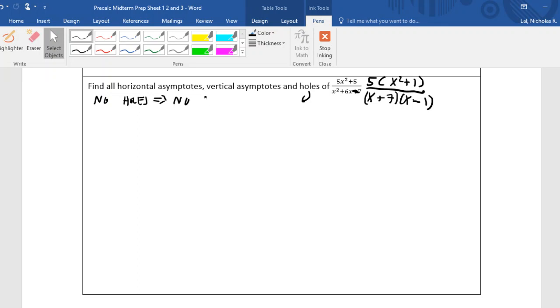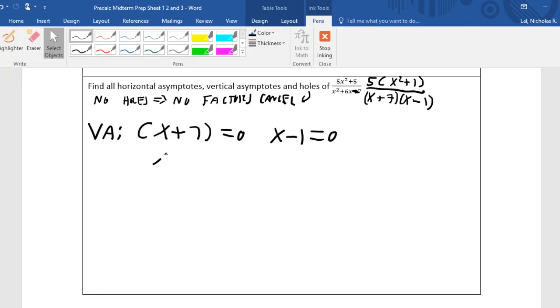If there were holes, the factors would have to cancel out on the numerator and the denominator. No factors cancel, so no holes. So now let's find some vertical asymptotes. For my vertical asymptotes, I set my factors on the denominator equal to 0. x plus 7 equals 0. x minus 1 equals 0. x is equal to negative 7. x is equal to positive 1. These are my vertical asymptotes.